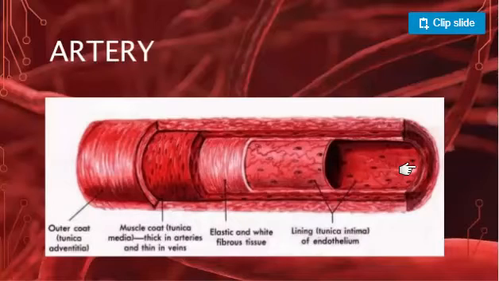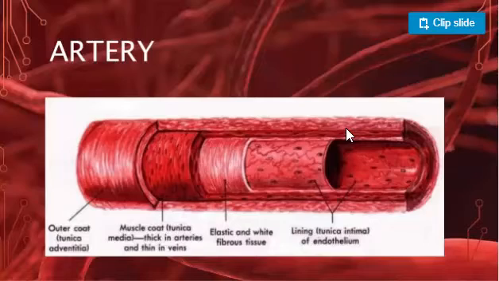The middle layer is a thick band of smooth muscle and elastic fibers, and then the outer layer is connective tissue and elastic fibers. So we have three layers that are forming your arteries. The elastic fibers allow the arterial walls to expand and contract to help move the blood through the arteries.